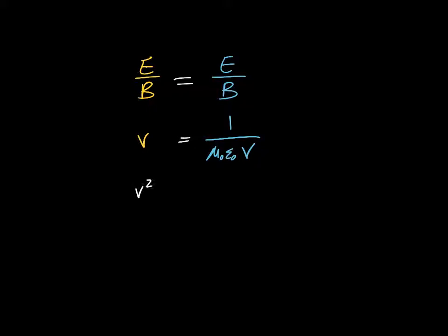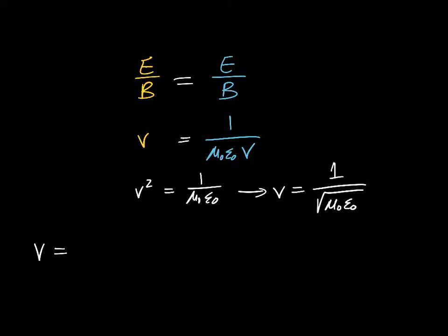So Faraday's E over B has to equal Maxwell-Ampere's E over B, which means V has to equal 1 over mu naught epsilon naught V, and that means V squared is 1 over mu naught epsilon naught, which means V is 1 over the square root of the product of those two fundamental constants.